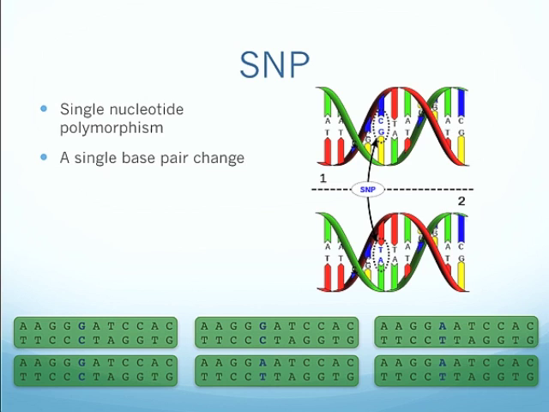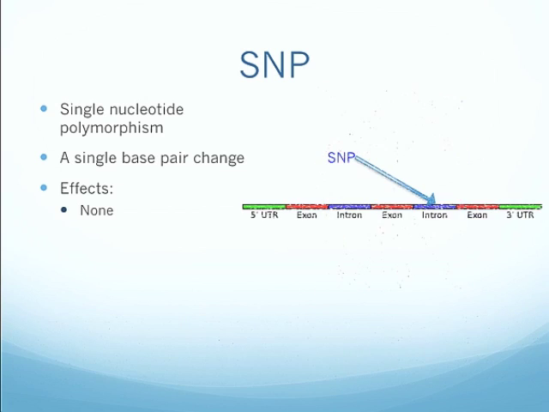In this example, I'm showing you both sides of the double helix, but in future examples, I will only show you the coding strand. And now I'm going to talk about effects of SNPs. The first effect you might have is no effect. This can occur if a SNP occurs in a non-coding region of the DNA or in an intron, as seen in this figure.